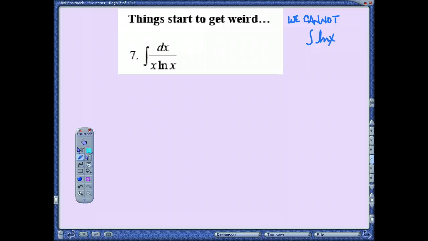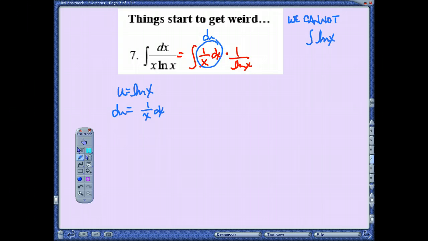So when you see a natural log of x, it has got to be u. Well, that's okay because we can differentiate it. The derivative of natural log of x is 1 over x dx. Oh my goodness, look at what we have. This is truly a wonderful thing. I really do have 1 over x dx times 1 over natural log. Okay, we have that exact thing right there. So here's my du, and here's my u right here.